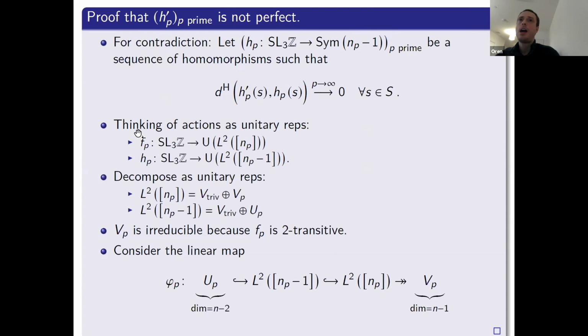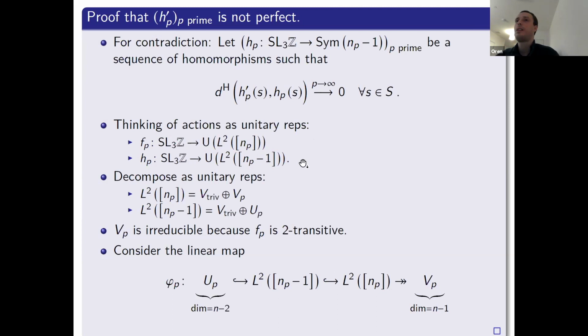Thinking about actions as unitary representations, now I just abuse notation, and this F_P that we have on the previous slide, which was from SL3Z to Sym(N_P), now I'm just thinking of it as permutation matrices instead of permutations, and I'm not changing the notation. And I'm doing the same for H_P. So I had two actions, and now I'm thinking about them as unitary representations whose images are permutation matrices.